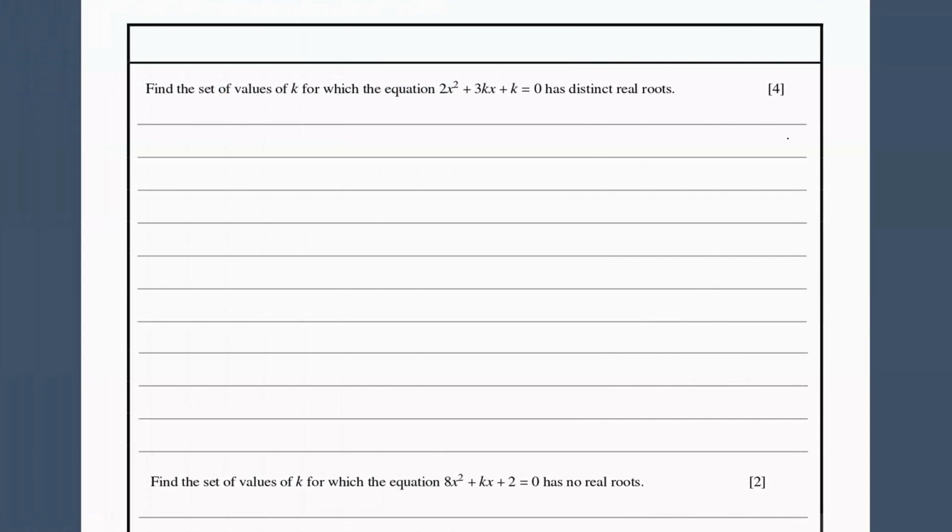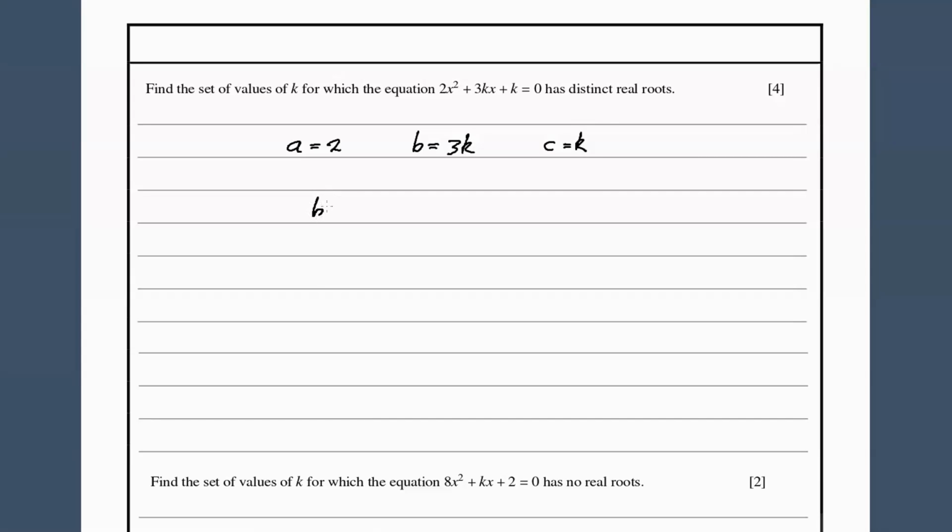And here it is. It says, find the set of values of k for which the equation 2x squared plus 3kx plus k equal to 0 has distinct real roots. All right, so for this particular case, we know that if we have distinct real roots, then the discriminant should be greater than 0. In this particular case, a is the coefficient of x squared, and that's 2. b is the coefficient of x, and that's 3k. And c is the constant term, which is k.